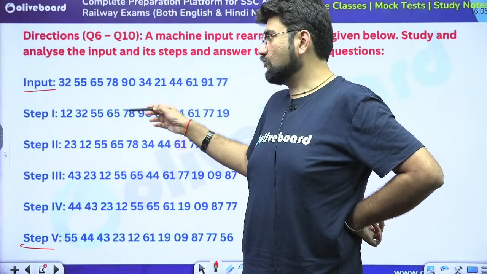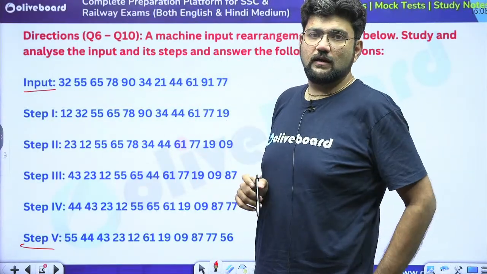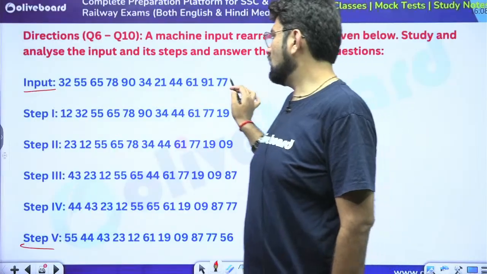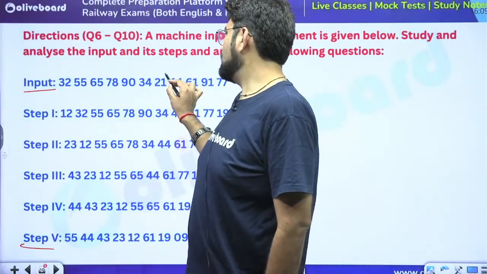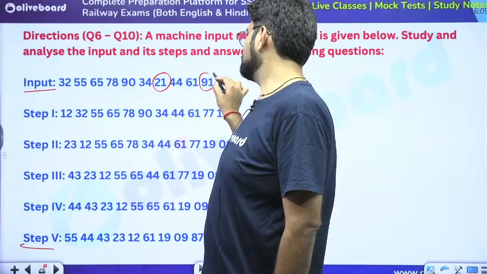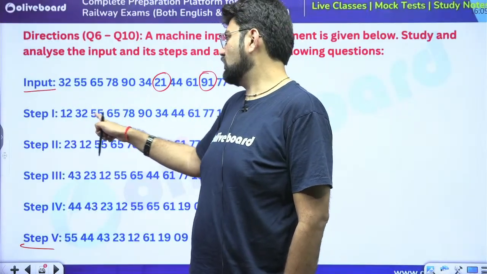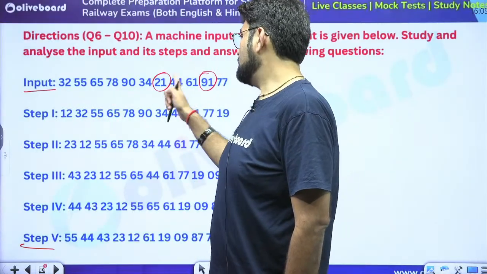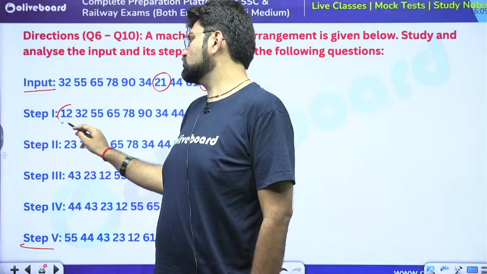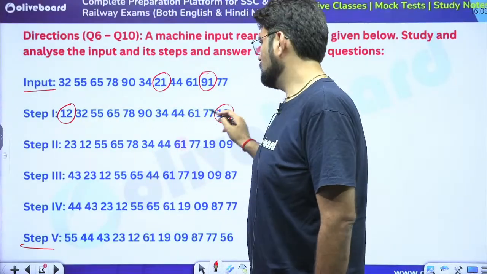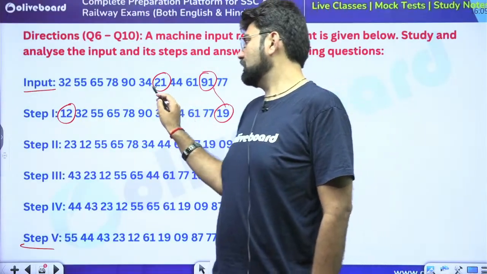So now observe step 1 and the input together. Closely observe it. You will see all numbers are there except for 21 and 91. These two numbers are not there. Apart from that, all these numbers are present here. And instead of 21 and 91, I have two new numbers, 12 and 19. Now is it clear what exactly is happening?